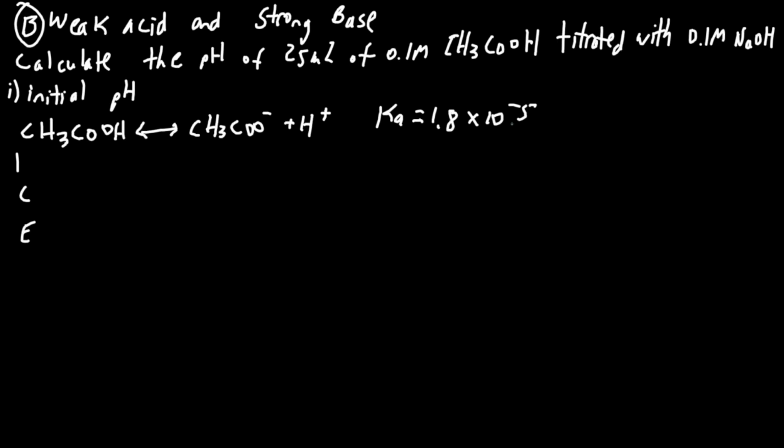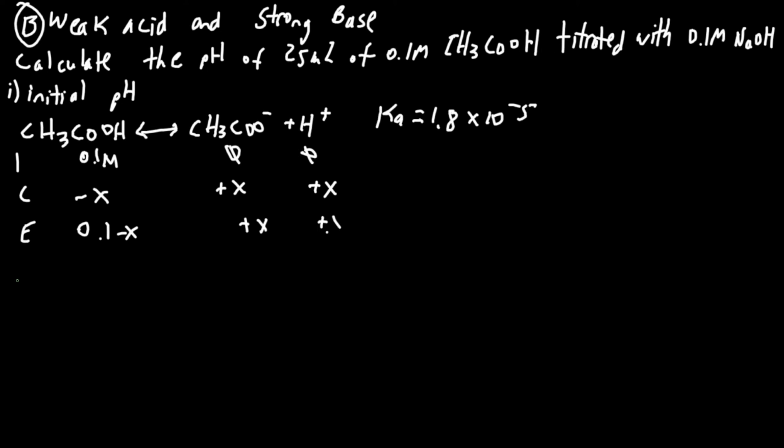So we have our ice table. I stands for initial, C for change, E for equilibrium. So initially we have 0.1 molar, and the concentration of CH3COO minus, the conjugate, is 0, and H plus is 0. So a certain amount is going to dissociate, and this means that you're going to gain that amount on the other side. So from here you have 0.1 minus x, plus x, and plus x.